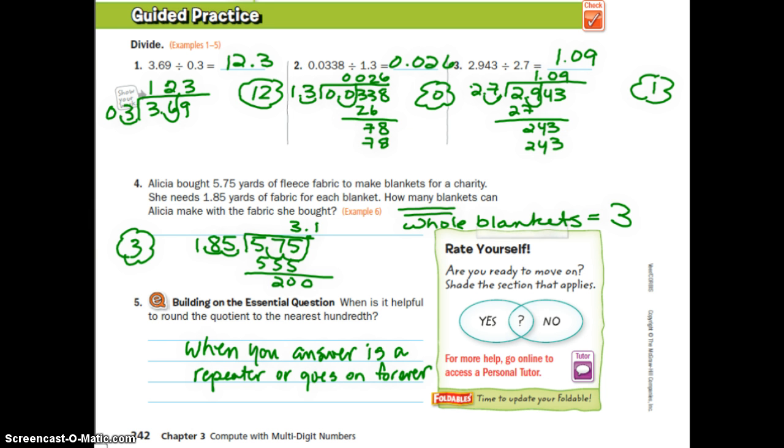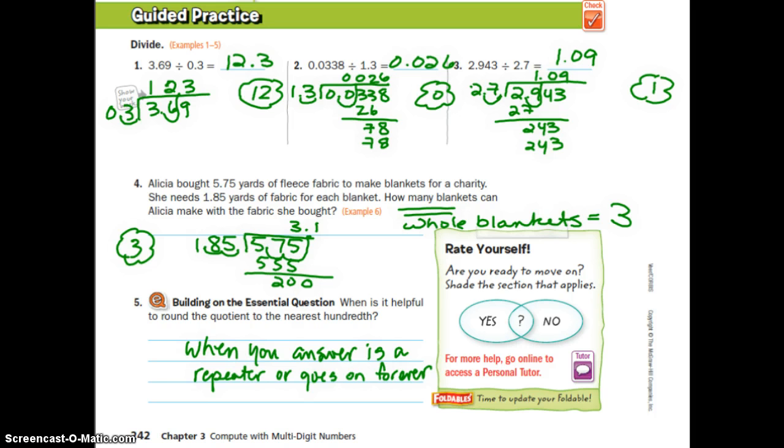Okay, in number 1, I guessed 12, and I got 12.3. In number 2, 0, got 0.026. In number 3, I guessed 1, I got 1.09. Number 4, when you do the division, I guessed 3, I got 3.1, and I didn't bother to do it any more than that because it says how many blankets, which means I'm not going to have partial blankets. Even if it was 3.9 or 3.8, I'm still going to have to say 3. Why? Because 0.8 does not make a blanket.